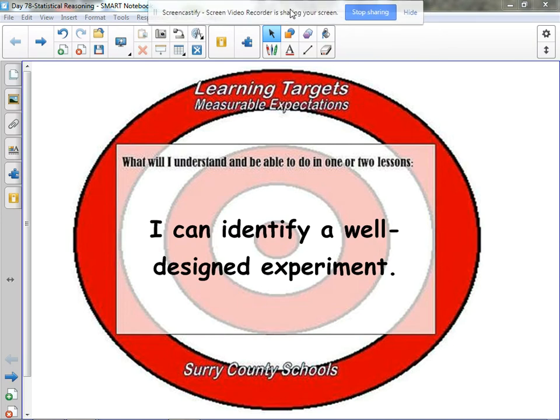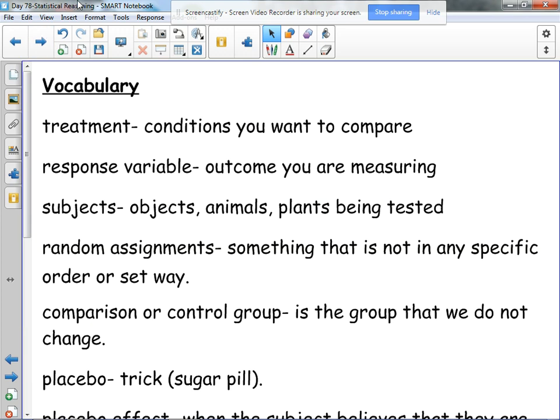A well-designed experiment has several characteristics, and they will ask you questions about what characteristic may be missing, or whether or not it is a well-designed experiment and why or why not. So the key to this is vocabulary. You've got to be familiar with these vocabulary terms, so they are there on your paper. I'm going to talk through a few of them.